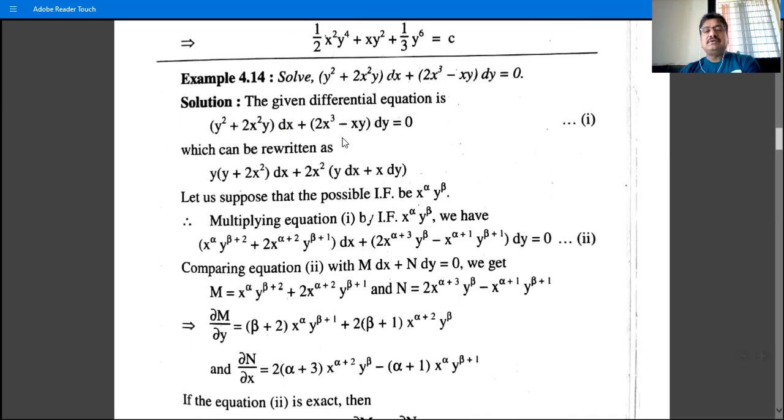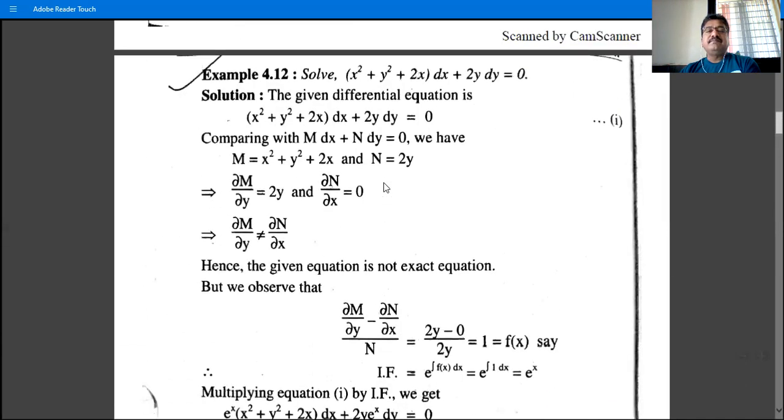Out of these two terms, take y as common. So we have y times (y dx minus x dy). Right, y dx minus x dy. Here, writing y dx plus x dy in this bracket would be wrong. So this is y dx minus x dy. And this is a differential equation of this form.